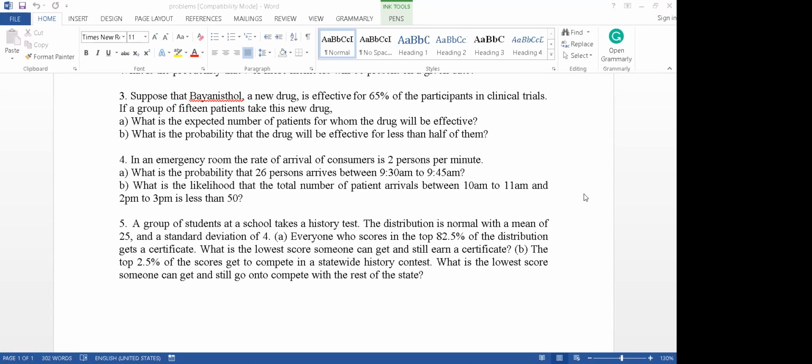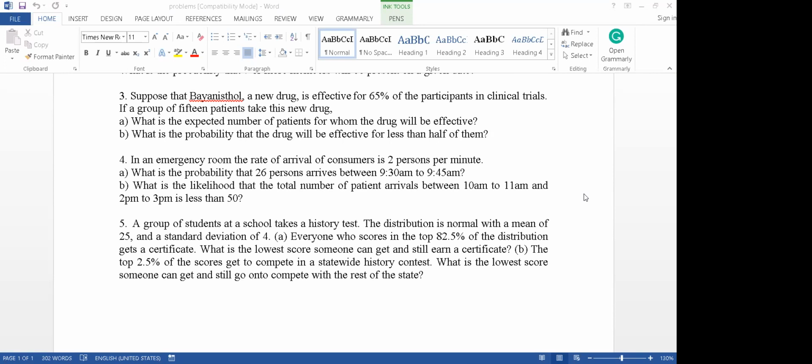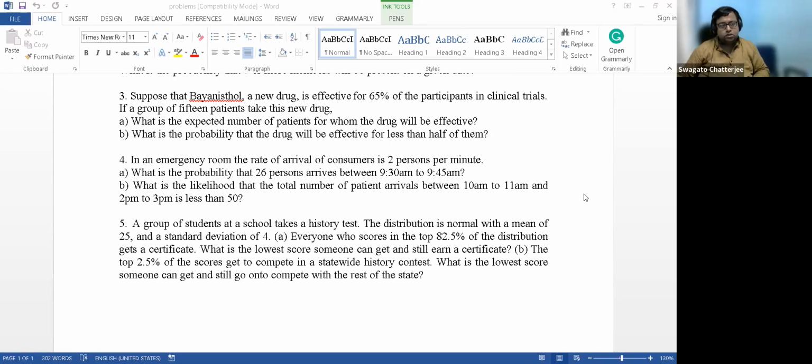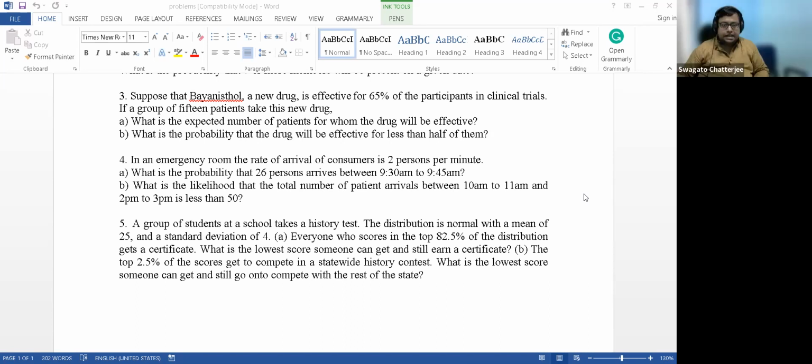Infinite. It can be infinite. If it is an unbounded random variable, it has no bound, so will it be a binomial distribution? No. That's why it is Poisson. That is the exact reason, Poisson.